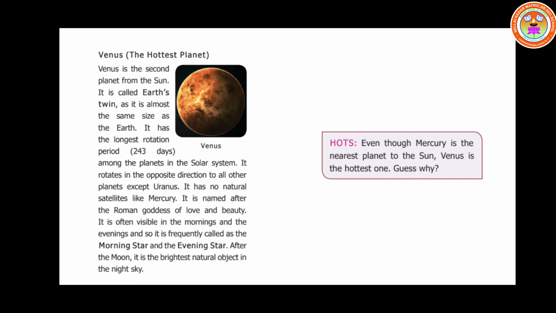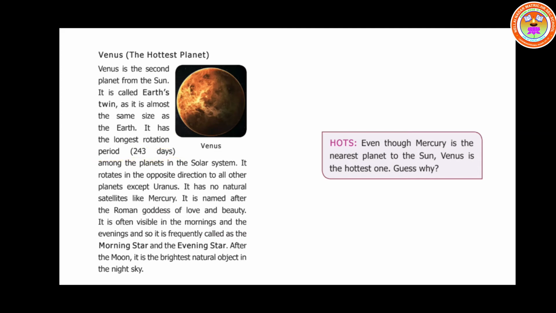Venus is the second planet from the sun. It is called Earth's twin, as it is almost the same size as the Earth. The planet Venus is the same size as the Earth. That is why it is called Earth's twin. Is it clear, children?